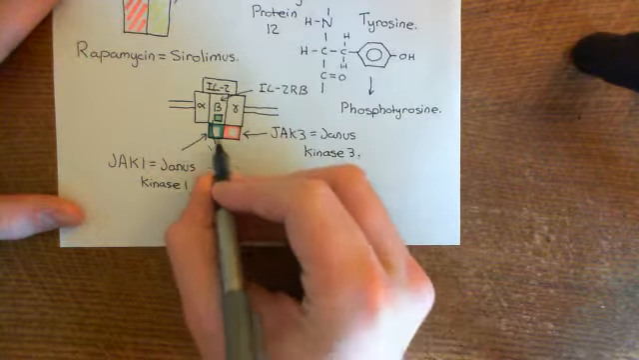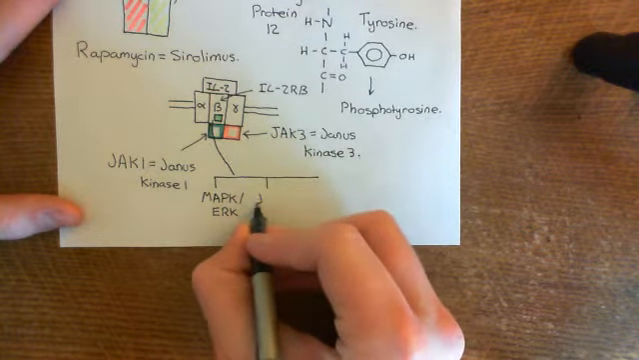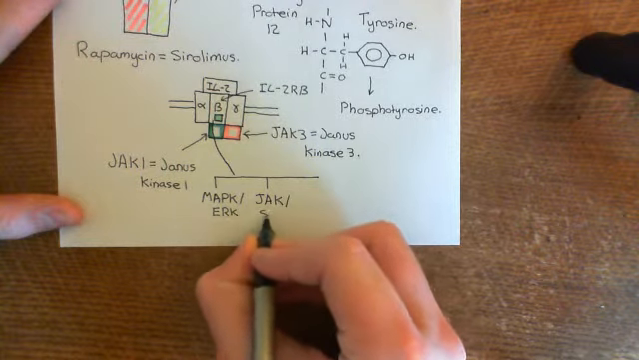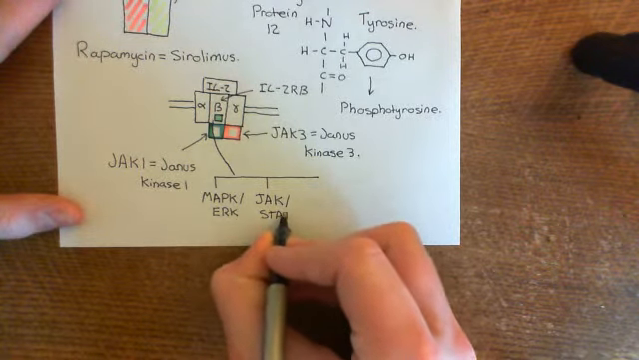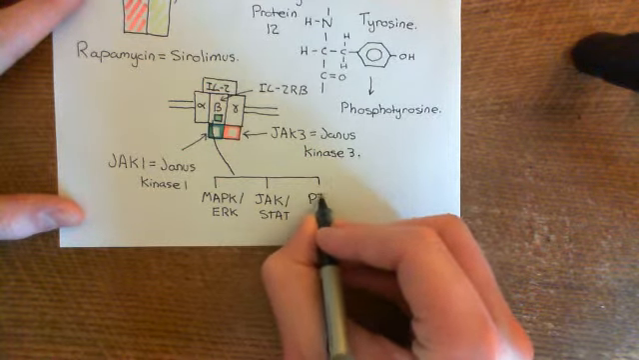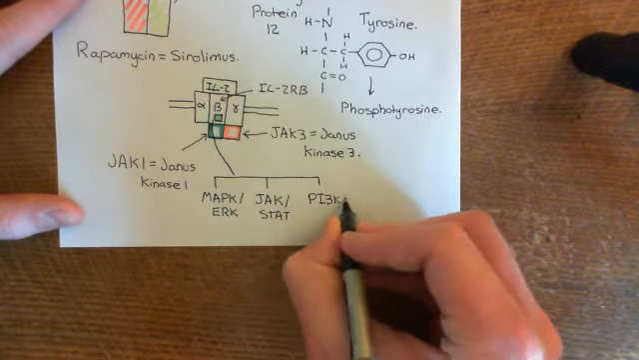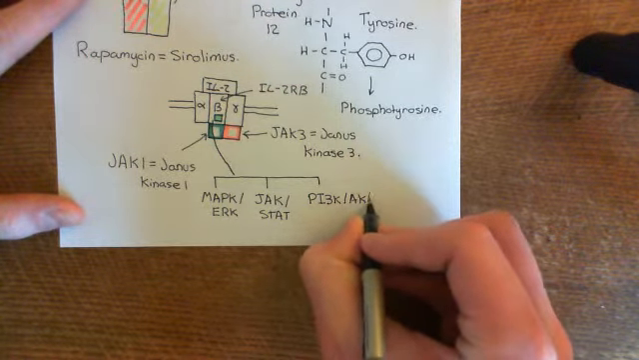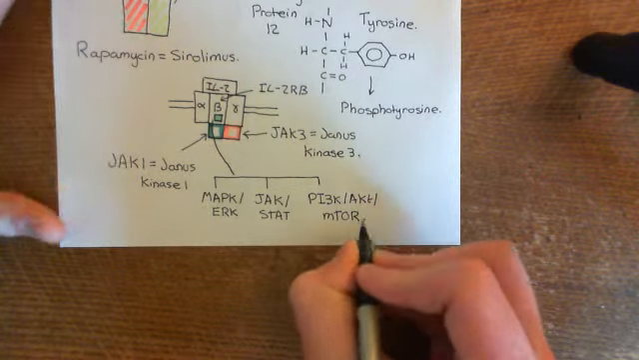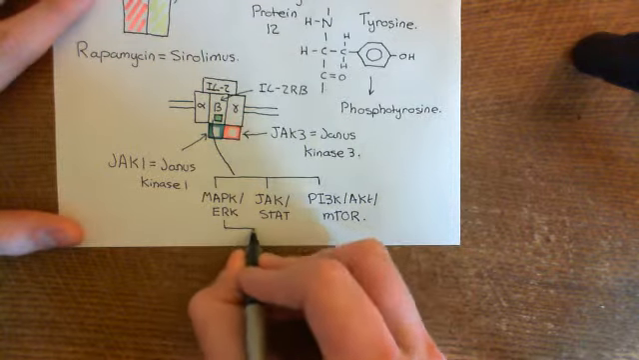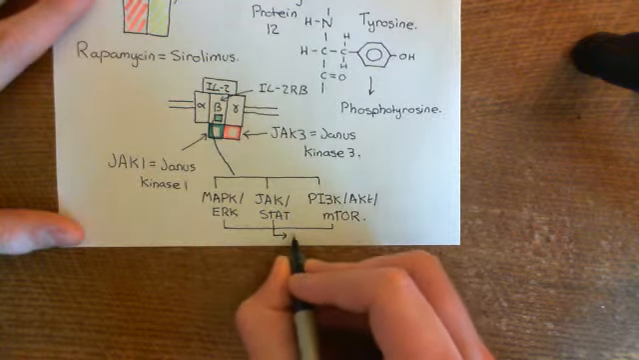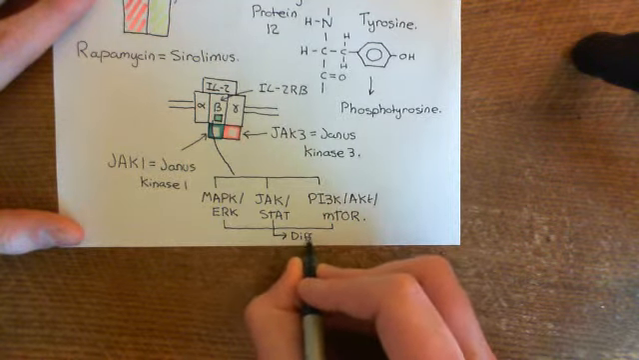Also, from these JAK1 and JAK3s, they're also going to activate what's known as the JAK-STAT pathway. And finally, it's also going to activate what is known as the PI3 kinase, AKT, and then this one's the most complicated name because it's actually got 3 in its name, mTOR pathway. Now, all 3 of these pathways lead to the differentiation and the growth. Okay, so differentiation and proliferation.